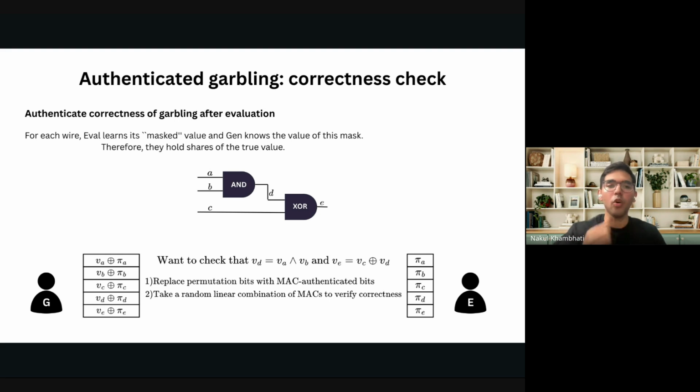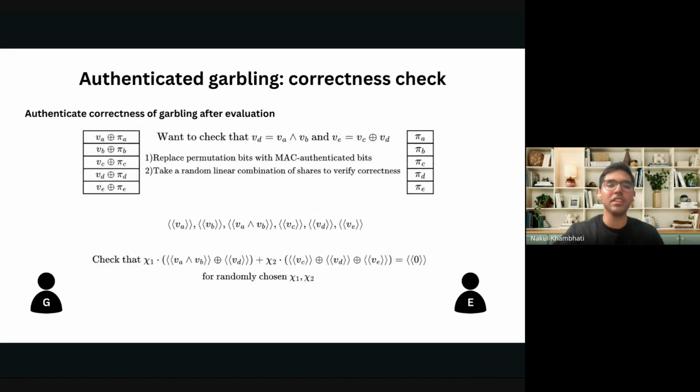And then to check all of these gate relations, you can just take one random linear combination of these authentication tags, and that's enough to verify correctness. In a little bit more detail, say that you want to check these two constraints specifically. So you want to check that the value of VD is equal to VA AND VB, and VE is equal to VC XOR VD based on the gates of the circuit.